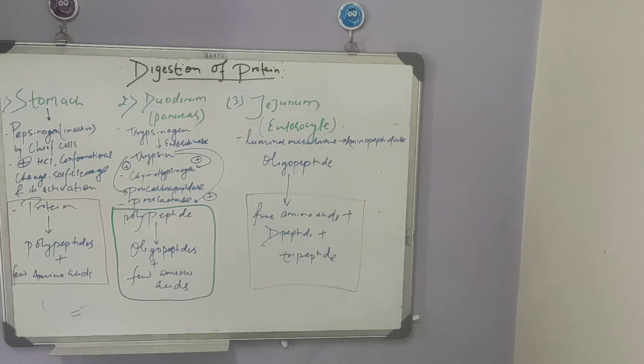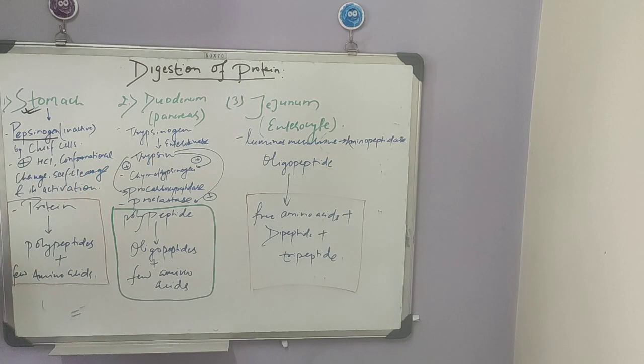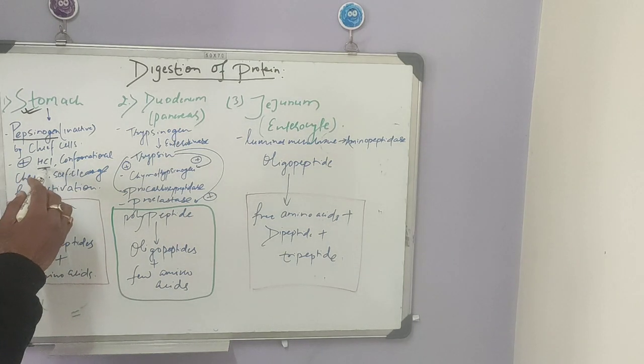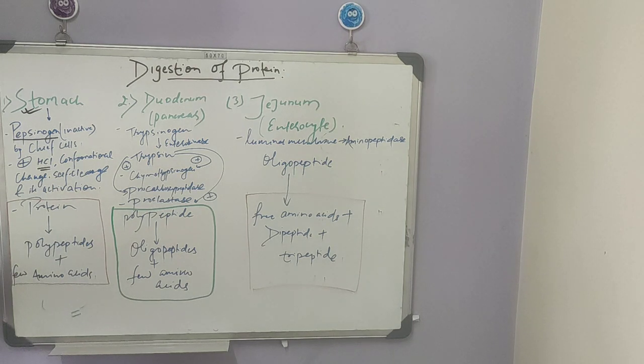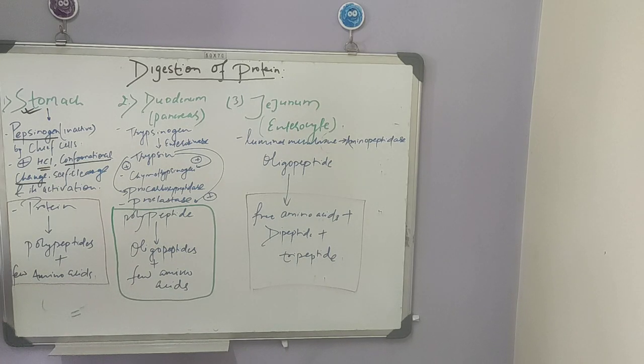So, protein digestion starts mainly from the stomach. In the stomach, chief cells produce the pepsinogen enzyme, which is a pro-enzyme, that means it is inactive, which is then activated by HCl, which is produced by parietal cells of the stomach. In the presence of HCl, there is a conformational change in pepsinogen, due to which it leads to self-cleavage and its activation.